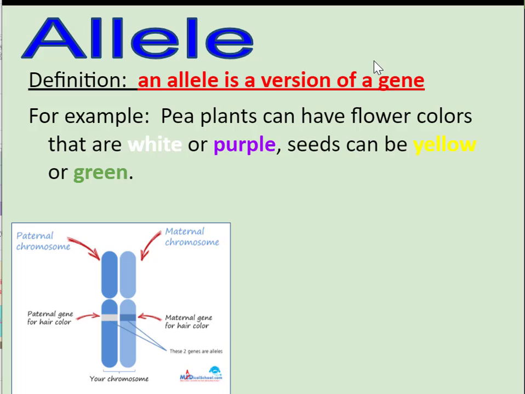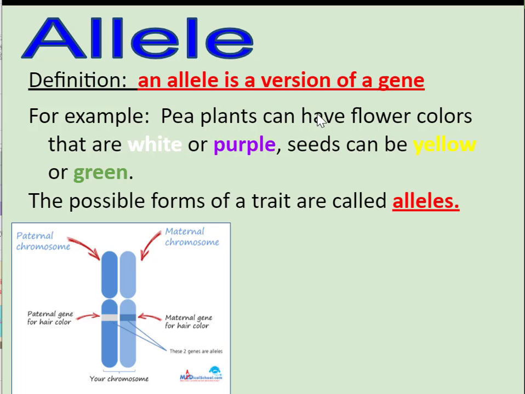So what that means is that certain organisms, for example, we're going to talk about pea plants. Pea plants can have a gene that codes for flower color. So they can either be white or purple. Another gene can code for the color of the seed. So that could be yellow or green. Now, when we talk about those possibilities like white or purple or yellow or green, those traits are actually called alleles.